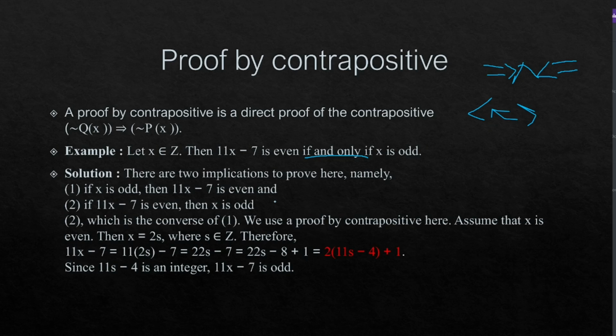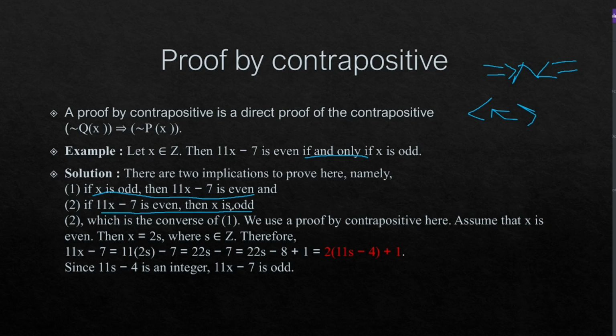Now we get to the solution. Since there are two implications, we have two cases. The first one is if x is odd, then 11x minus 7 is even. This is a direct proof, so if you want to do it, you can. It's simple. And the second implication is if 11x minus 7 is even, then x is odd, which is the converse of the first, right? What we can use here is the proof by contrapositive, even though we don't have to. It's just for the depiction.